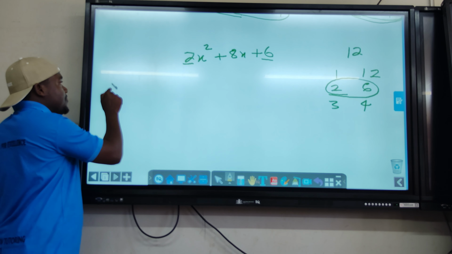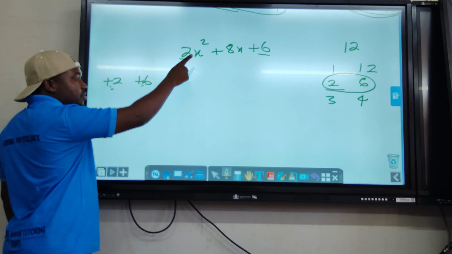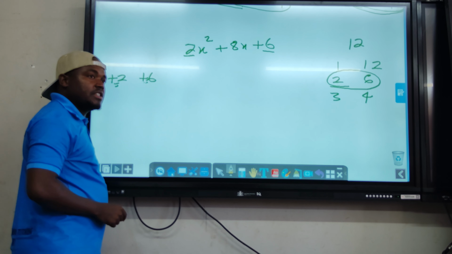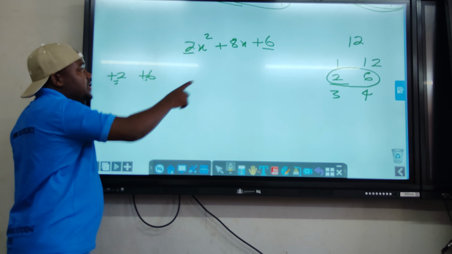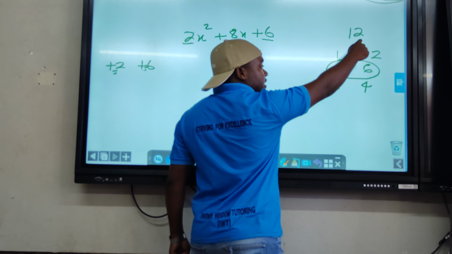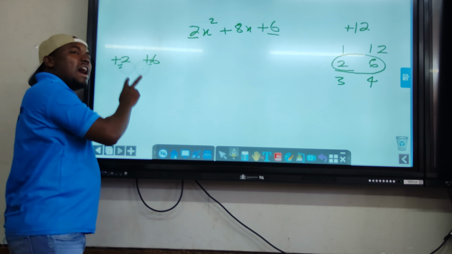Now I test them. Positive 2 and positive 6. If I add them, do they give me positive 8? Yes. And if I multiply them, do they give me positive 6? I mean positive 12, not 6. Remember this one, I multiplied with it to get the product. So do they give me positive 12? Yes, that means the 2 numbers are correct.